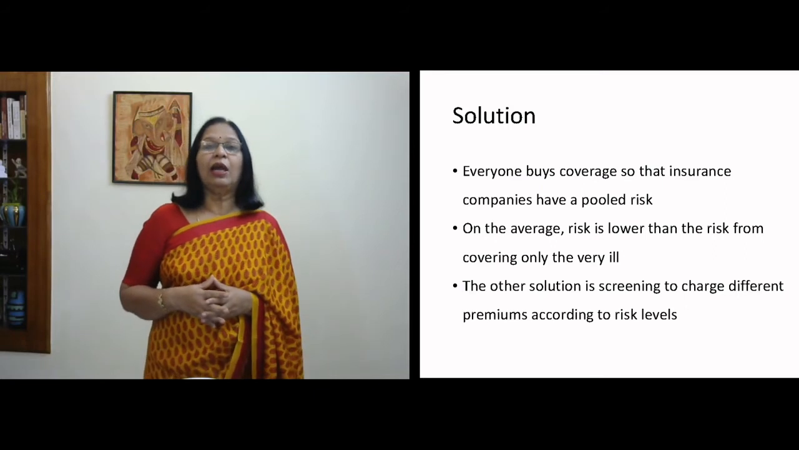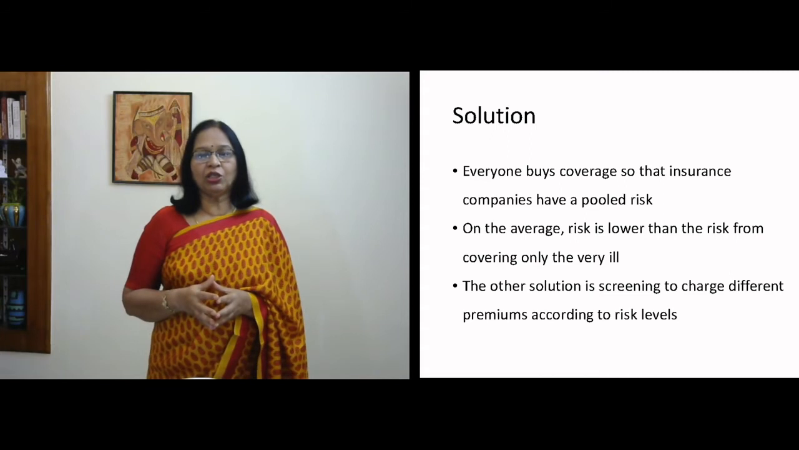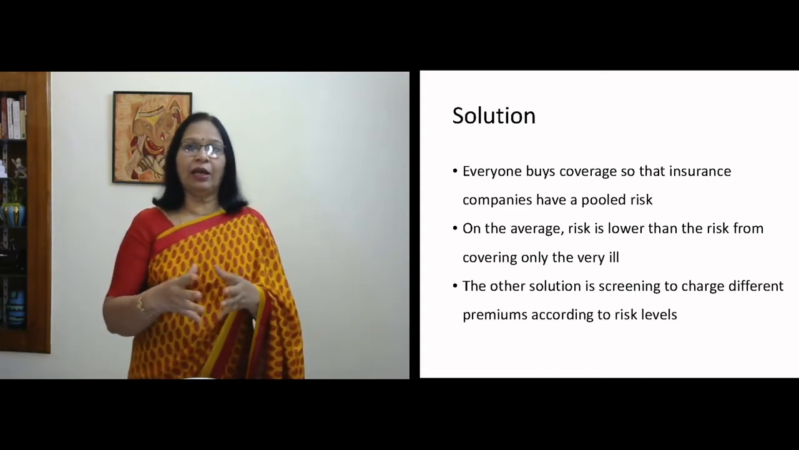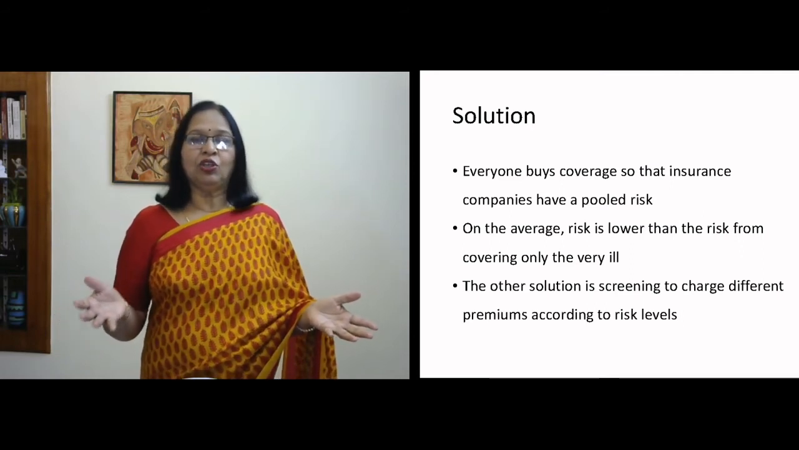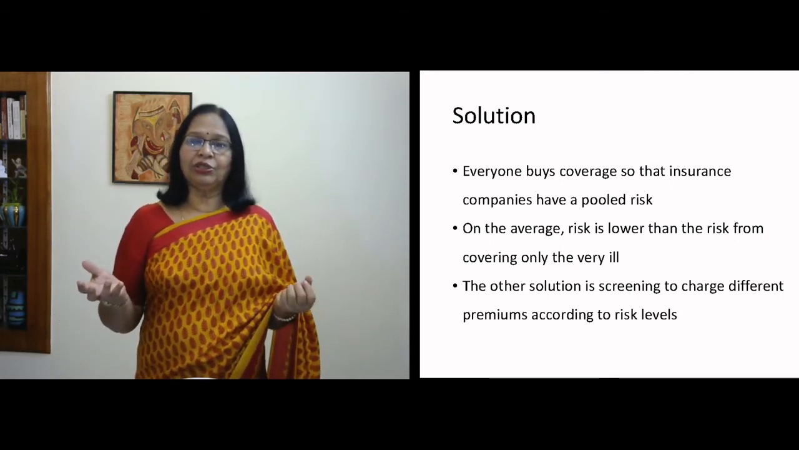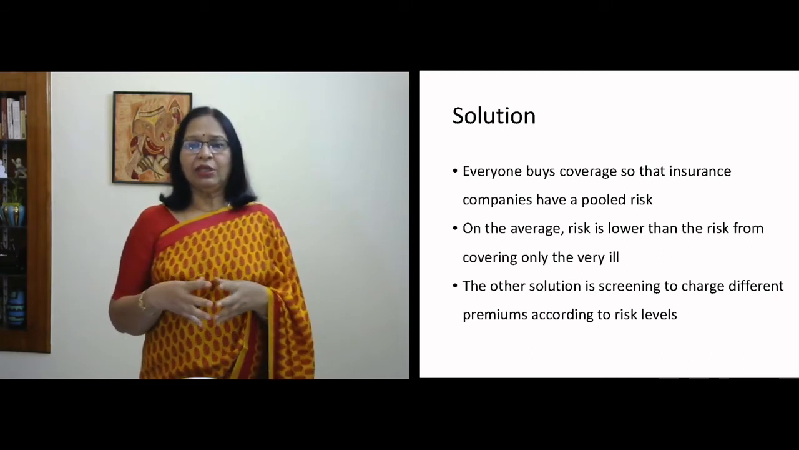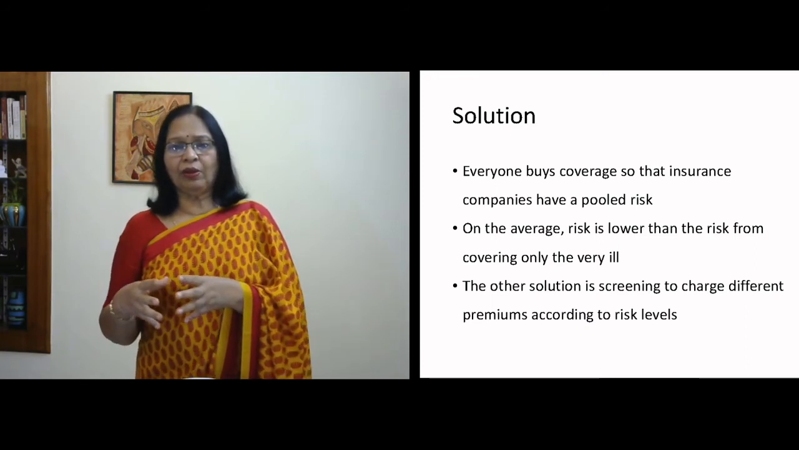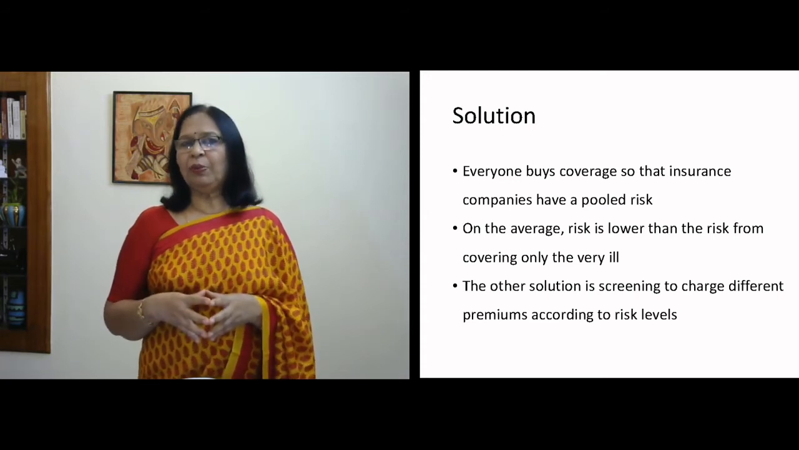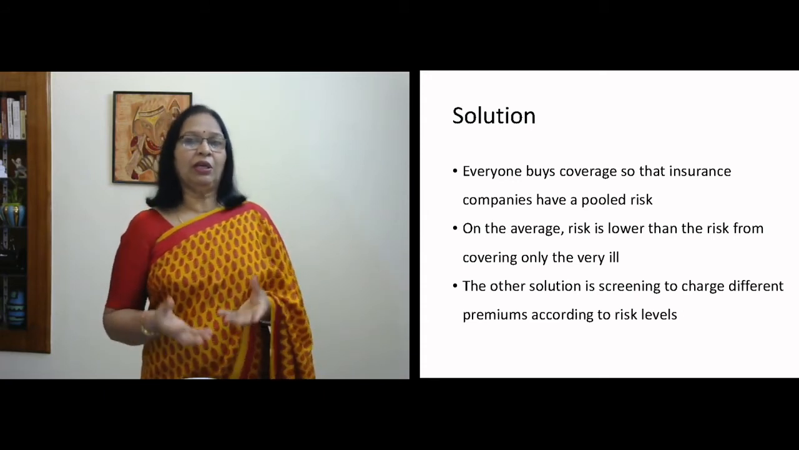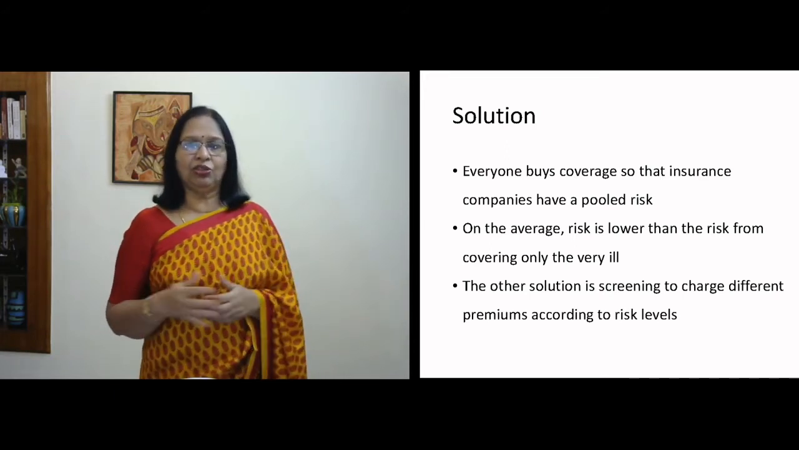The solution is everybody buys insurance. The healthy and the unhealthy people buy insurance, so that the insurance company has a large pool of risk, a pool of sharing of the risk. So, when both the healthy and the poor people pay, then on average the risk is lower than the risk from covering only those who are ill. A large number of people may not fall ill at all during that period of insurance. Only some people will fall ill, and that can be covered by the insurance company.